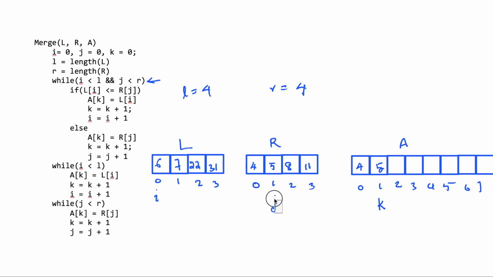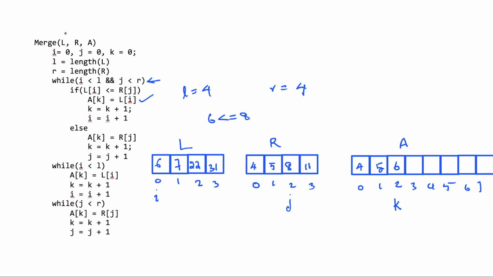Therefore, I am taking this j to the next position. Similarly, k is incremented. Now we will be checking L of i with R of j. So we are comparing 6 and 8. Indeed, 6 is less than or equal to 8. So we will execute this part. That is, the L of i will be copied to A of k. So 6 will be copied to A of 2, which is L of 0.